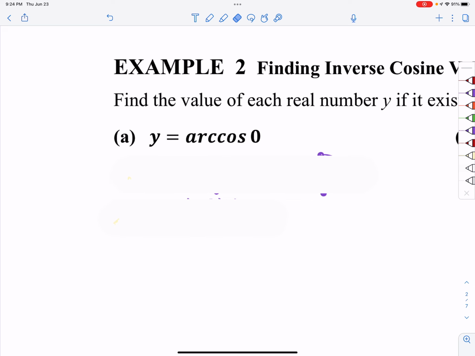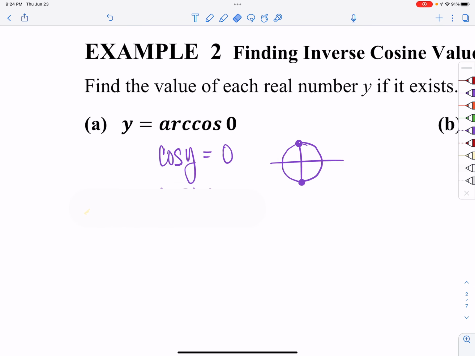All right, so let's go ahead. Let's write it normally. And we're looking for all of the places where my cosine value is equal to 0. Again, it says each real number, so we're working in radians. All of the places where my cosine value is equal to 0 is going to be at pi over 2 and 3 pi over 2. However, since we're only working on the top half of the circle, we want to throw out this one right here. And so pi over 2 is going to be my only solution on this one.